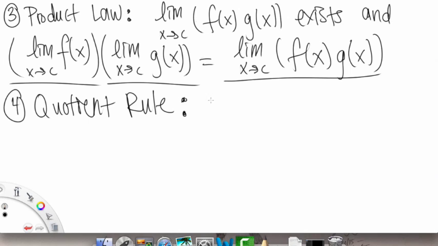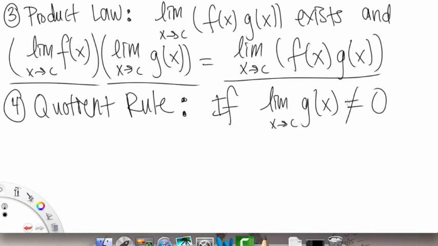But anyways, okay, so according to the quotient rule, here's another condition: if the limit as x approaches c of g of x is not equal to 0. So first of all, the limit of g of x cannot be 0, because the following is going to be true. So we have the limit as x approaches c of f of x over g of x.